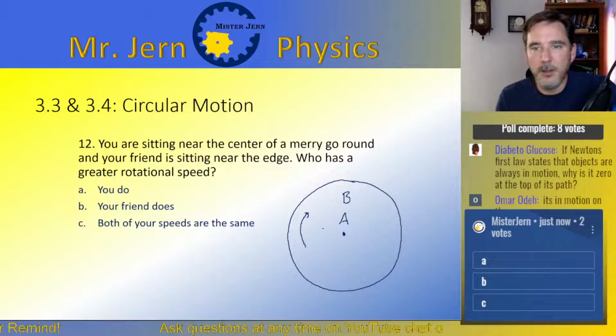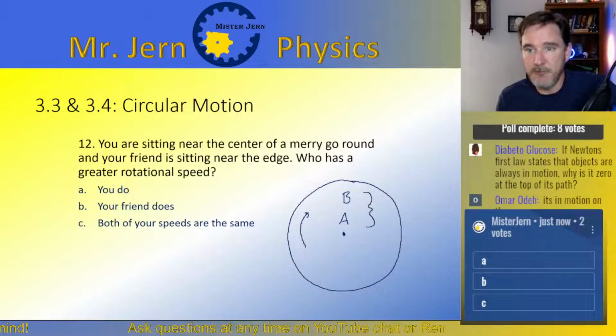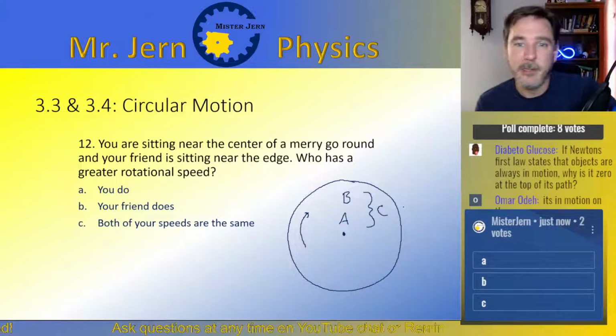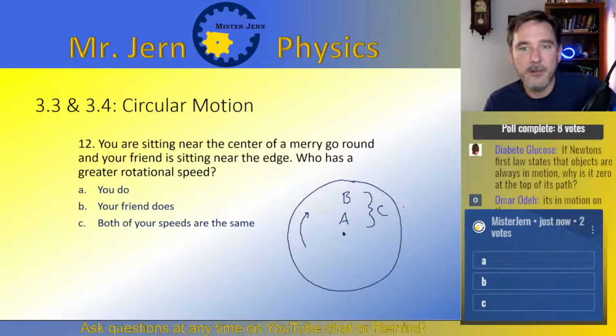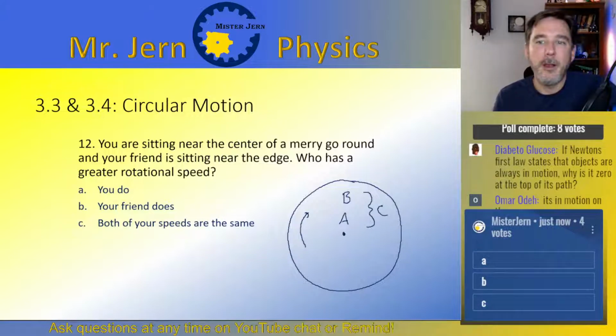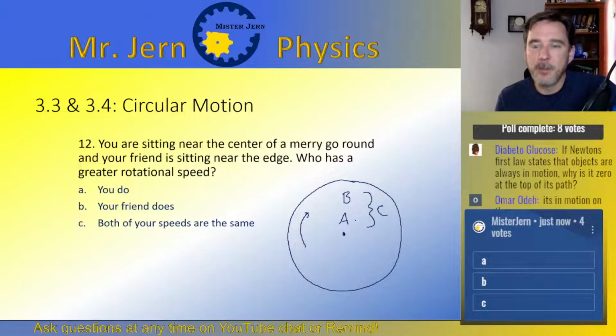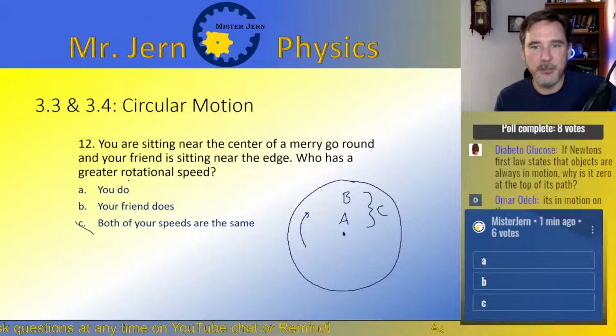C basically says you're going the same speed. And the answer is, think about it this way. I'm just going to tell you, it's not C. You're both not going at the same rotational speed.